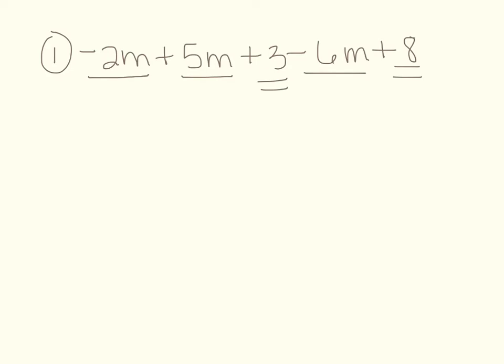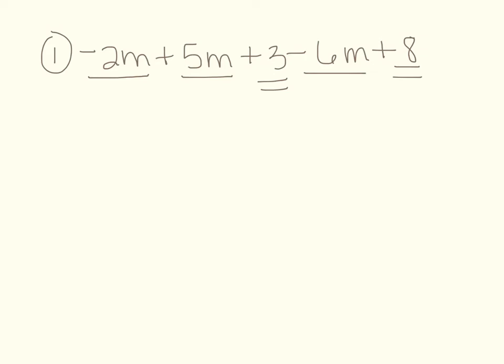Before we start to put this together, I want to point out two things. Number one, we need to always write our answers in descending order by degree. This is m to the 1, m to the 1, m to the 1. This is technically m to the 0 and m to the 0. So the m to the 1s need to come first. We always want to go in descending order.